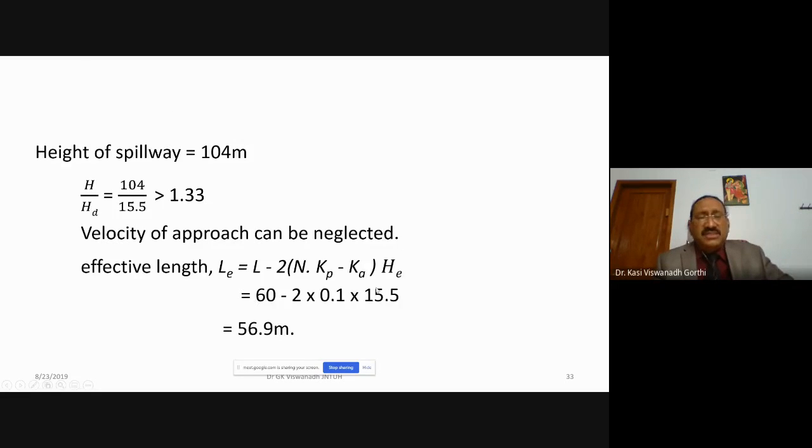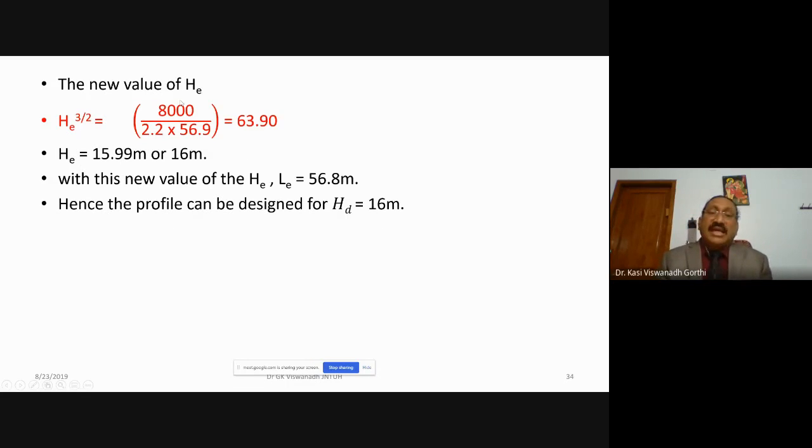Substituting that value of He, we get the effective length Le equal to 56.9 meters, which is the corrected value. So the new value of He, correspondingly, because we have 56.9 now for the Le value, if you substitute again in the same equation, the design head HD would be equal to 15.99, or 16 meters.